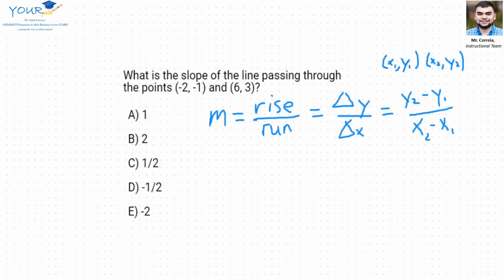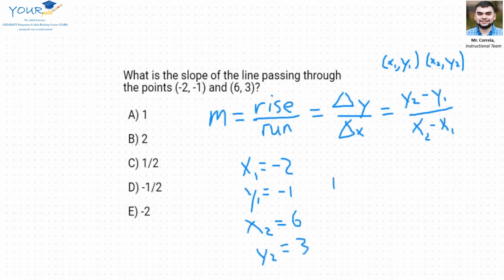Now for our problem, we have the first point, (-2, -1). We'll call this x1, y1. So we have x1 is -2, y1 is -1. Similarly, we'll say that (6, 3) is x2, y2. So x2 is 6 and y2 is 3.